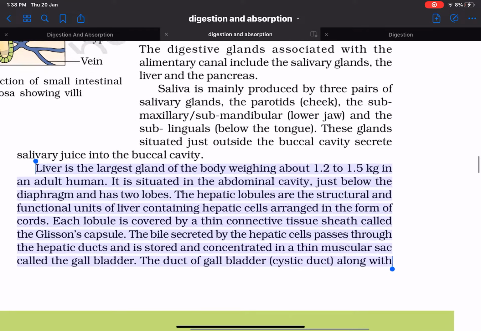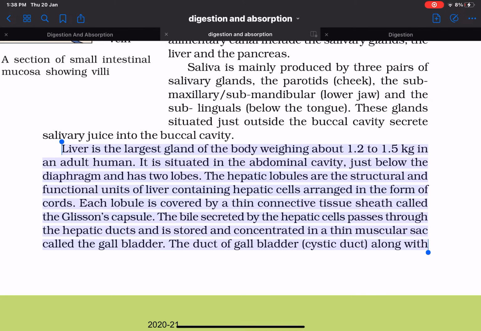Liver is the largest gland of the body, weighing about 1.2 to 1.5 kilograms in an adult human. It is situated in the abdominal cavity, just below the diaphragm, and has 2 lobes. The hepatic lobules are the structural and functional units of liver, containing hepatic cells arranged in the form of cords. Each lobule is covered by a thin connective tissue sheath called the Glisson's capsule.